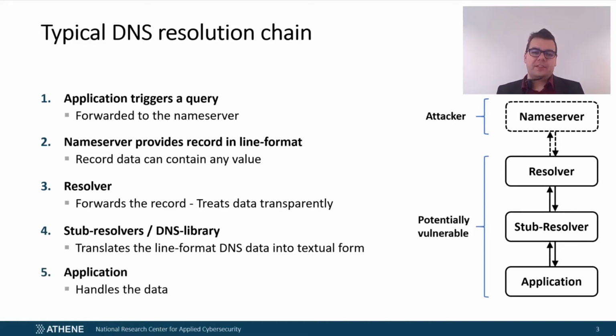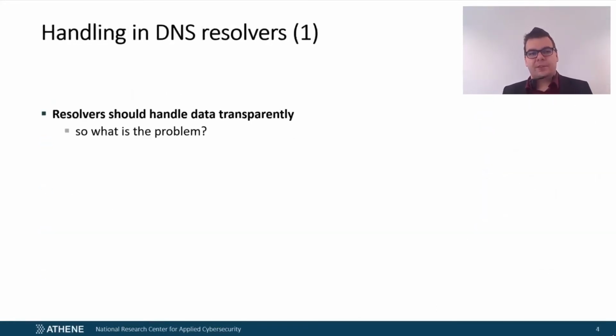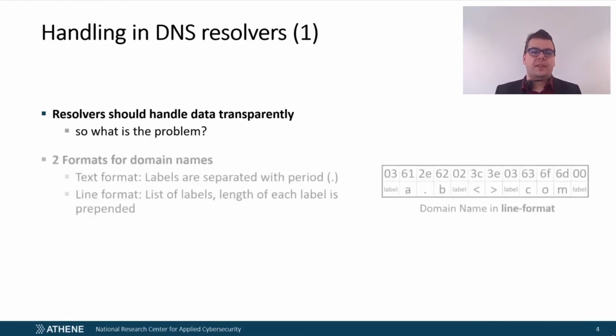And now we will look at the three components, the resolver, the subresolver, and the application, what can go wrong there and what can make them potentially vulnerable to malicious injections. So first, we will look at the handling in DNS resolvers. We know that DNS resolvers should handle all the data transparently. So what is the problem?